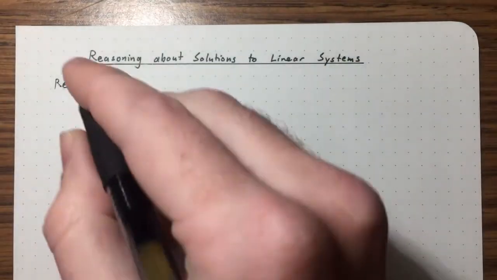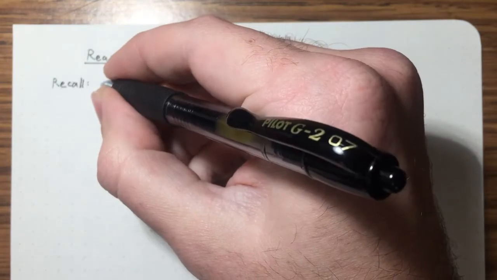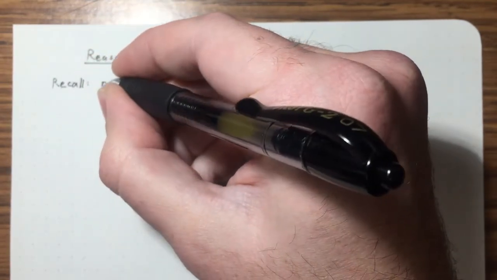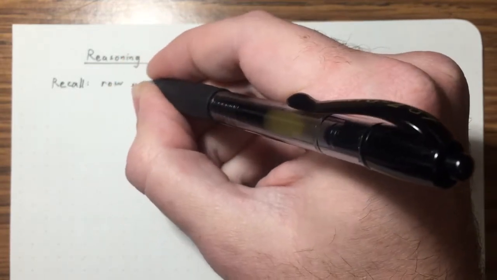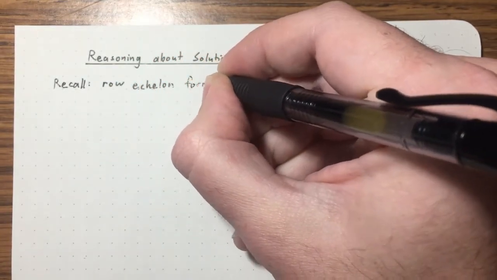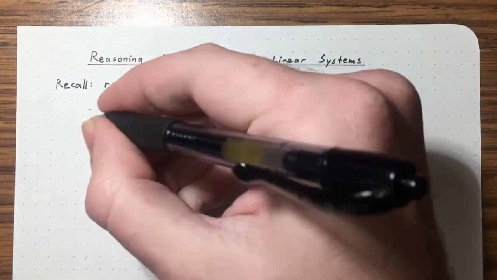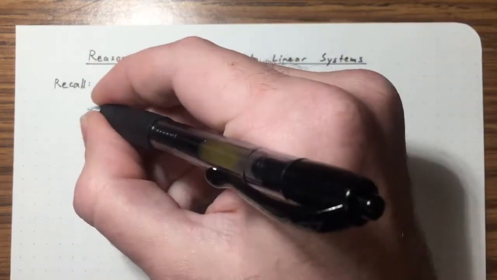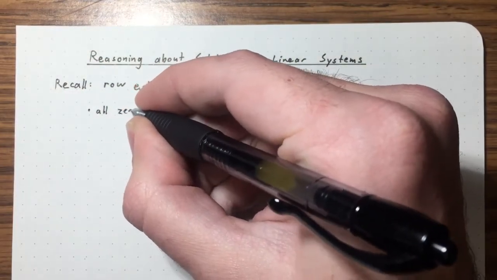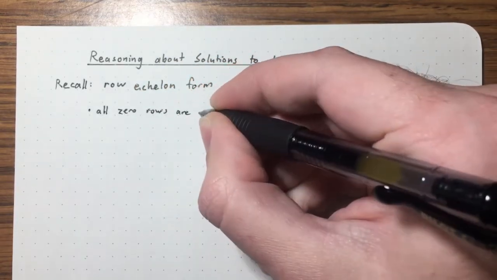So let's start out by recalling what I'd say is probably the most important idea of the first few lectures, and one that we'll be coming back to several times in this course, which is the row echelon form of a matrix. Okay. So what is the row echelon form? Well, we need to satisfy a few conditions. So first of all, the zero rows are at the bottom of the matrix.